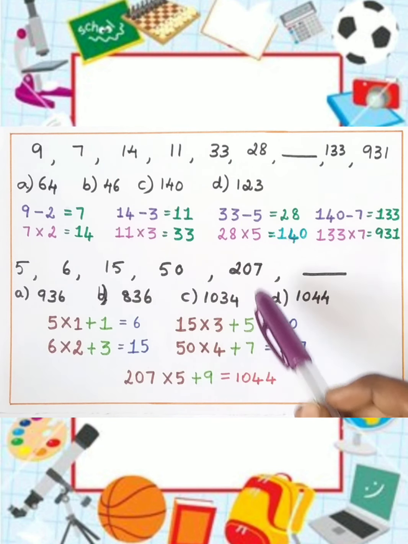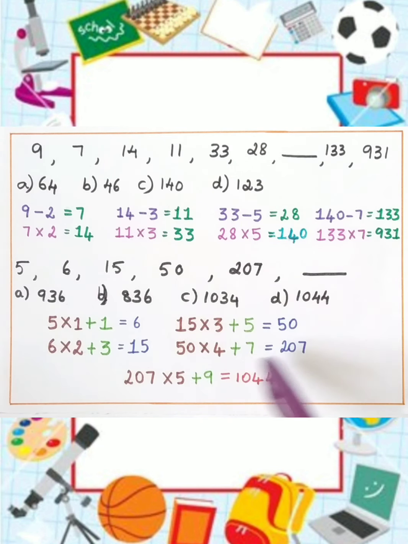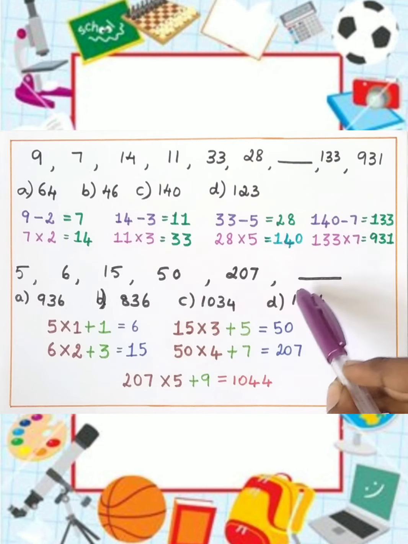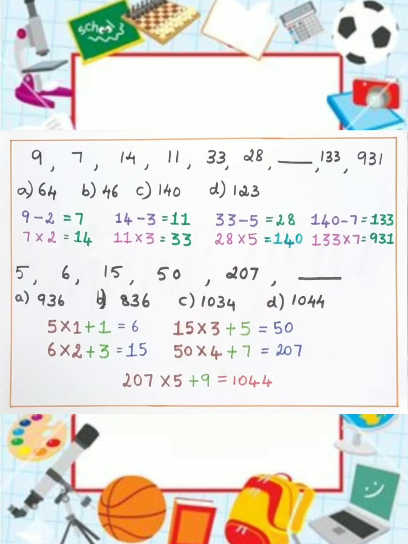So applying this logic to find the next number, 207 multiplied with 5, because after 1, 2, 3, 4 the next number is 5. 207 multiplied with 5 gives us 1035 and we will have to add 9 because 1, 3, 5, 7, the next odd number is 9. So 1035 plus 9 gives us 1044. So the answer should be option D, 1044.